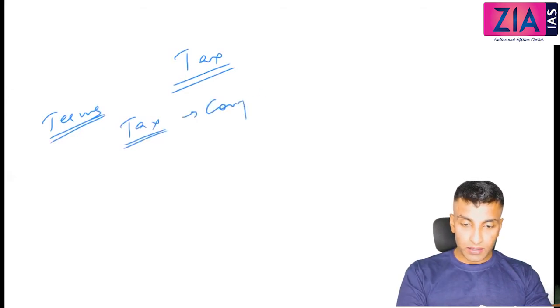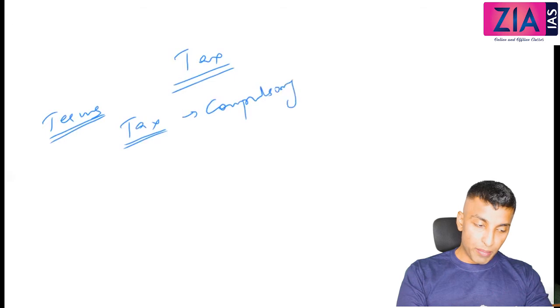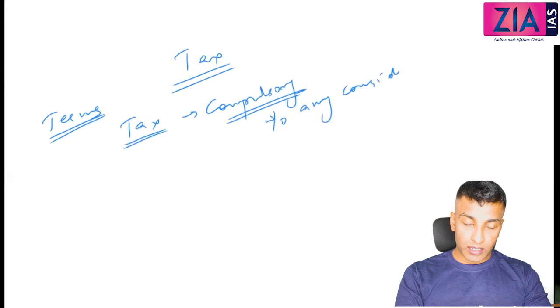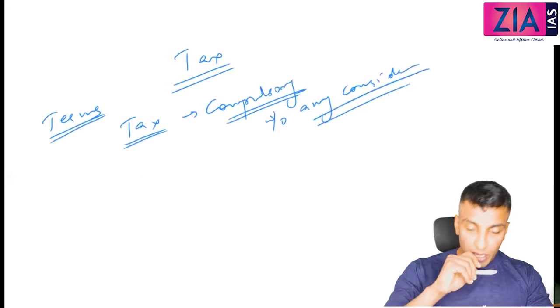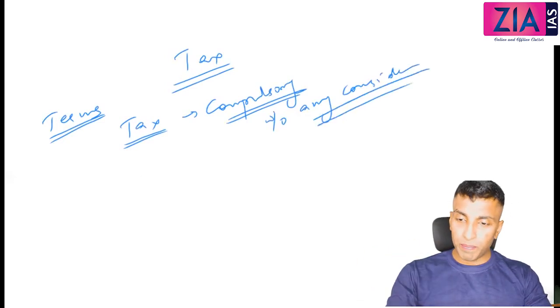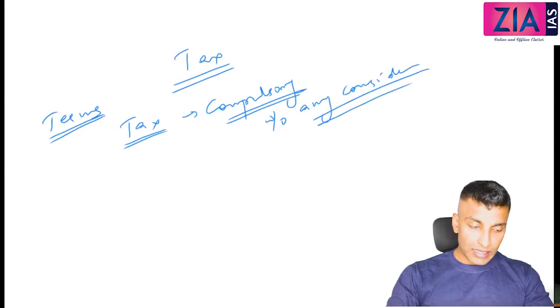It is a compulsory payment to government without any consideration. So what do you mean by this? It is a compulsory payment. That means you have to compulsorily pay. You cannot get away from this, and there is no other consideration. That means even though you are paying to government, there is no obligation from the government side.